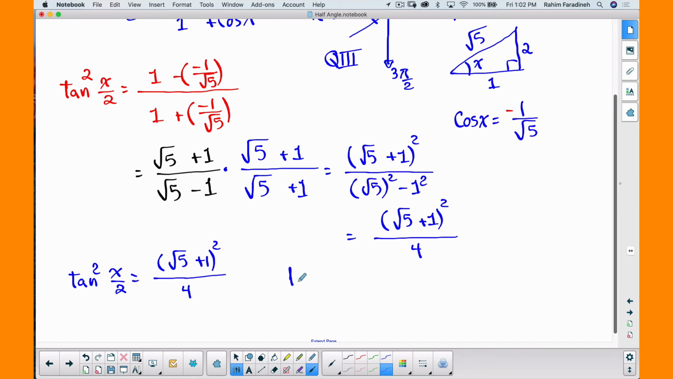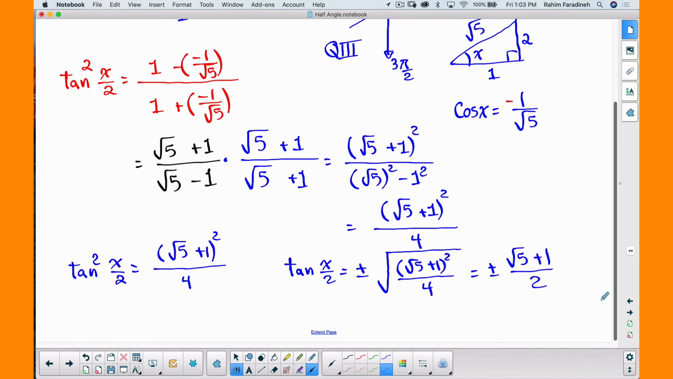So tangent of X over 2 will be plus or minus the square root of that expression. Radical 5 plus 1 quantity squared divided by 4, which we're going to get plus or minus radical 5 plus 1 divided by 2. So the question now is, are we going to go with a positive answer or a negative answer?